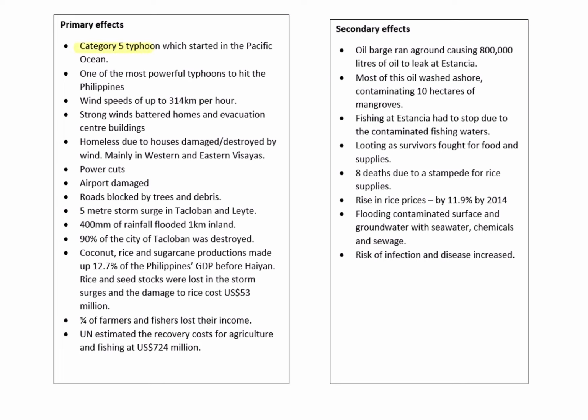You've got a Category 5 typhoon, so the most serious one you can get. You've got winds up to 314 kilometres an hour. You've got damage to the airport, 400 millimetres of rainfall here, and the damage to farming here has cost $53 million. Secondary effects, you've got 800,000 litres of oil leaking into the water here. You've got 8 deaths due to stampedes, so people starting to panic. An 11.9% rise in the price of rice, so pretty significant effects just for a tropical storm.